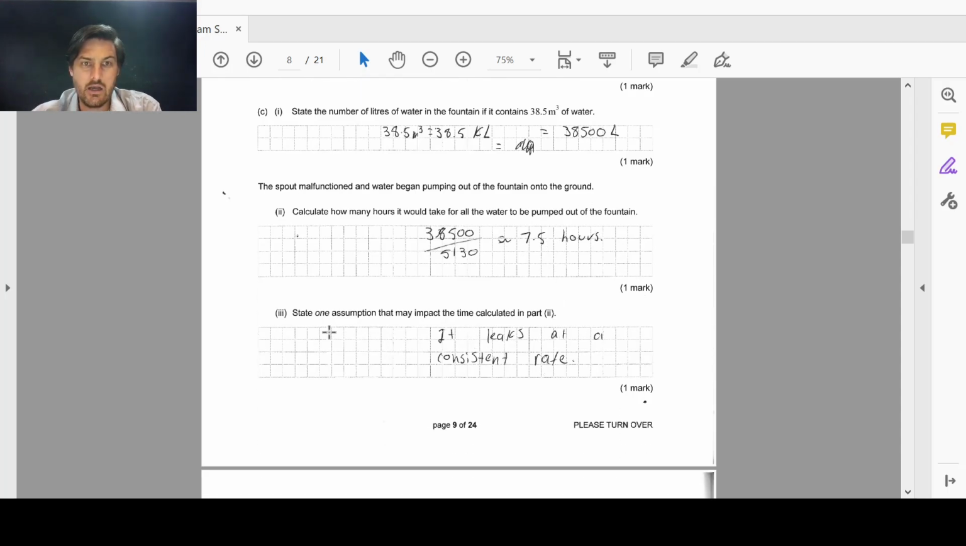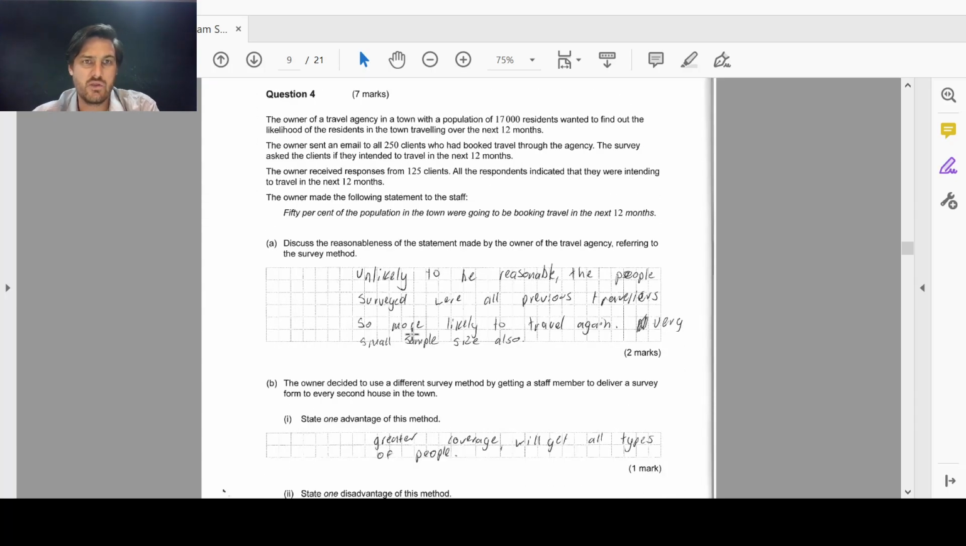Okay. One assumption, again, you could do a few different things here. State one assumption that may impact. I put down it leaks at a consistent rate. You could say that there's no blockages, or something. That's a pretty safe one though.